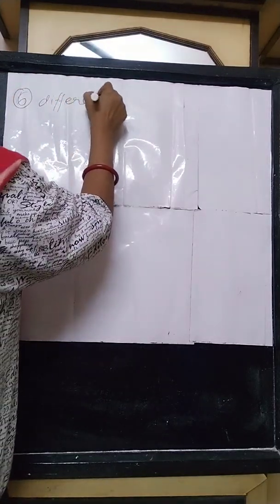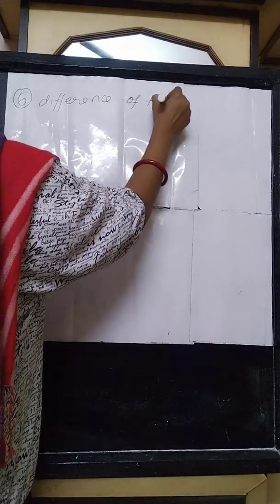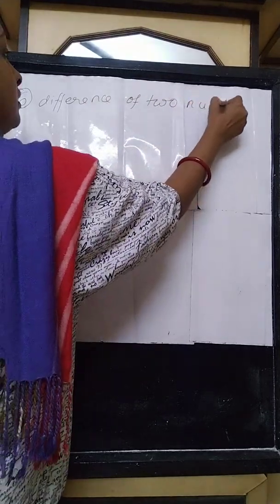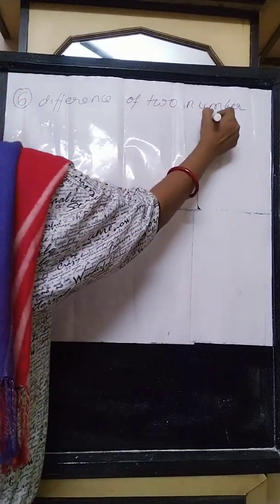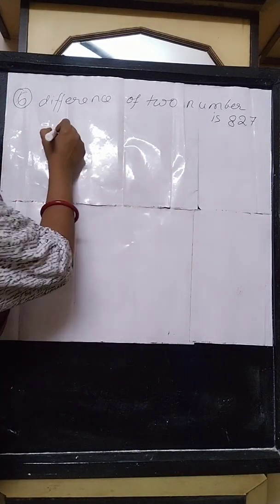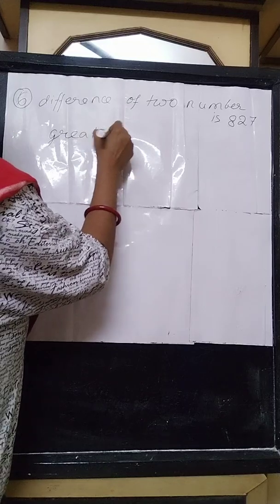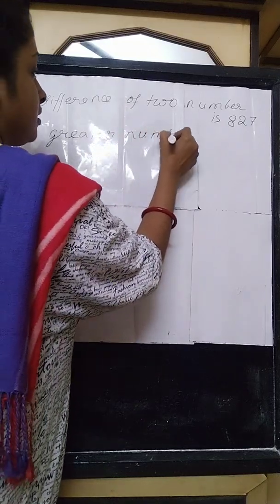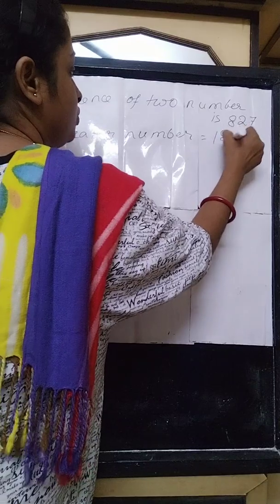The difference of two numbers is 825. Yes, 825. Now the greater number is given in the sum. The greater number is 1275. Now you are asked to find out the smaller number.